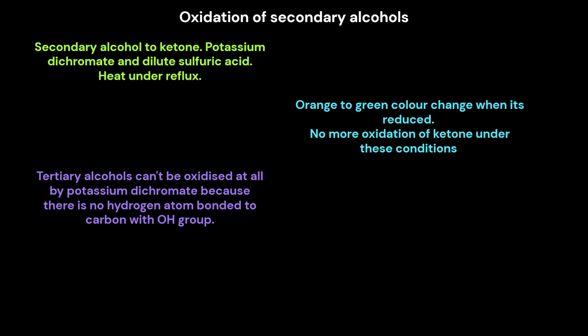Oxidation of secondary alcohols. Secondary alcohol to ketone using potassium dichromate and dilute sulfuric acid. Heat under reflux. There is an orange to green color change when it's reduced. There is no more oxidation of the ketone under these conditions. Tertiary alcohols can't be oxidized at all by potassium dichromate because there is no hydrogen atom bonded to the carbon with the OH group.